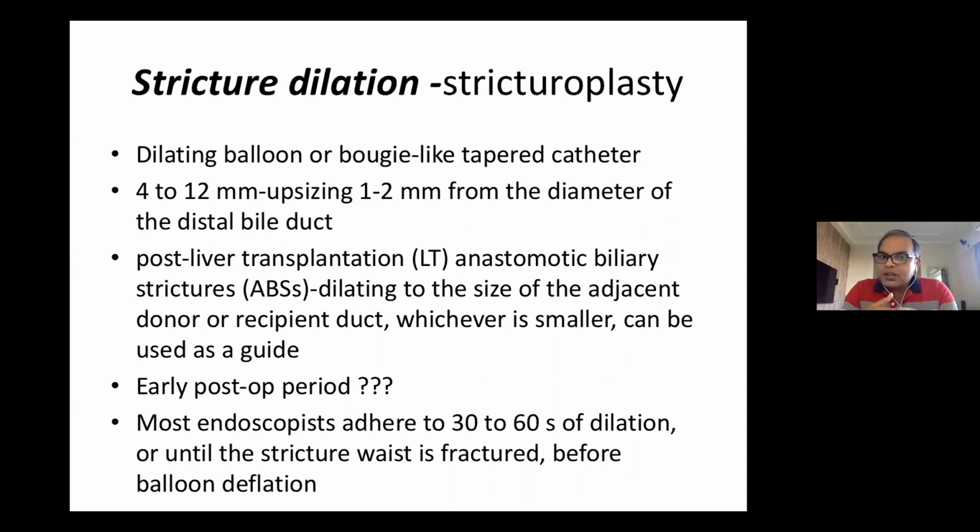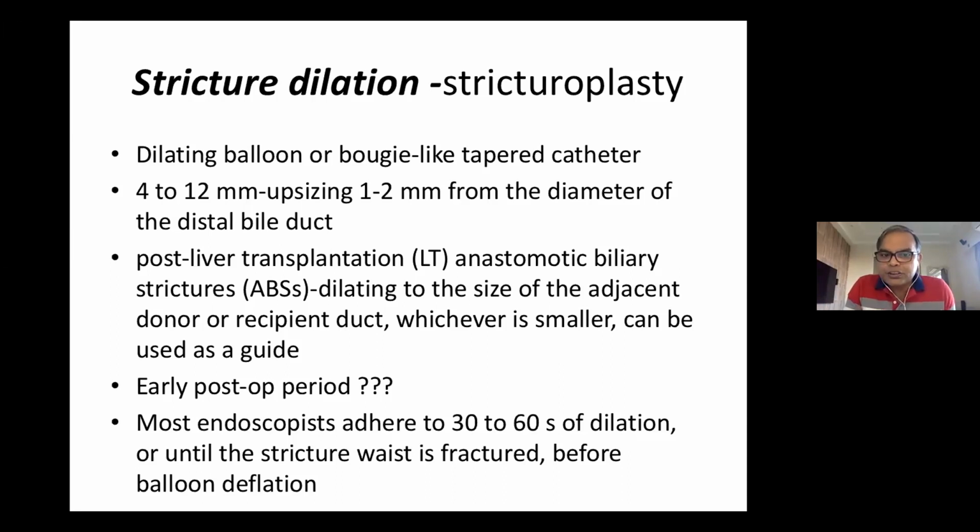In the post-transplant cases, as you have seen if you do them, there is a mismatch between the donor and the recipient bile duct diameter. So you use 1 millimeter more or exactly the same size, whichever is smaller. Means whether the recipient bile duct is smaller or the donor is smaller, whichever is smaller, you use the same balloon. You should not oversize very significantly. And it also depends on at what stage you are doing it, the early post-operative period.